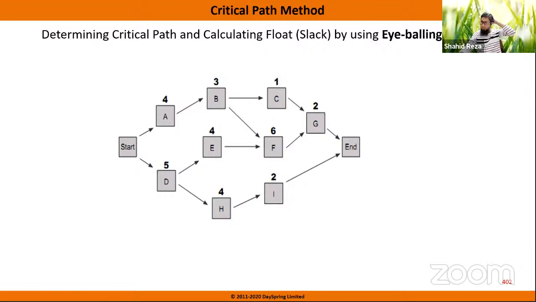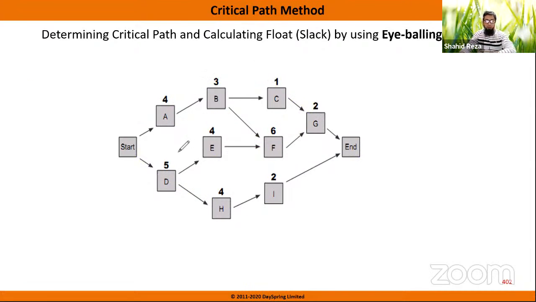So the first thing we have to do is find out how many paths are here. That is known as a network path. How many network paths are here? Here we see this is one path, and that is another path. This is the third path, and this is the last path. So there are 4 paths, right?